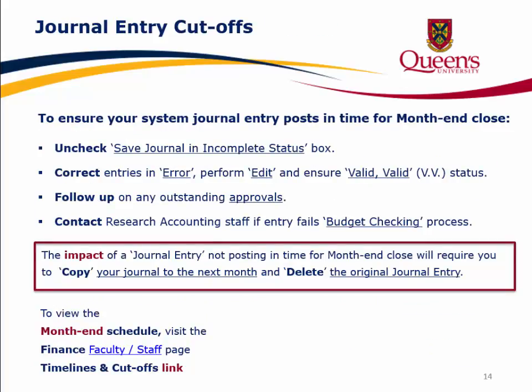Journal entry cutoffs. To ensure your system journal entry posts in time for month-end close, be sure to uncheck the Save Journal in Incomplete Status box. Correct entries in error, perform edit, and ensure Valid or VV status. Follow up on any outstanding approvals. Contact research accounting staff if entry fails budget checking process. The impact of a journal entry not posting in time for month-end close will require you to copy your journal to the next month and delete the original journal entry. To view the month-end schedule, visit the Finance Faculty Staff page, Timelines and Cutoffs link.